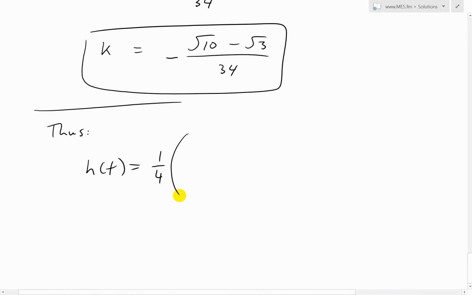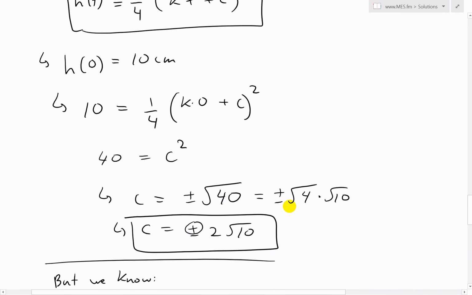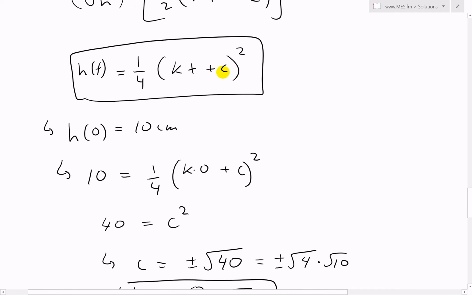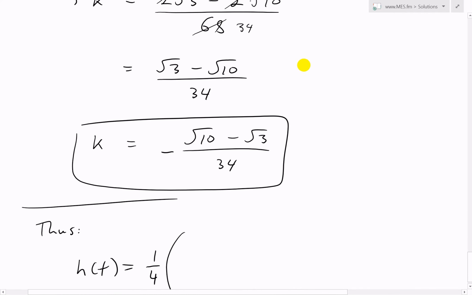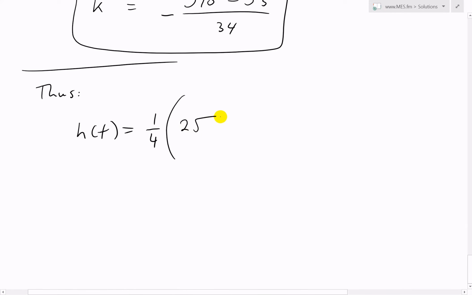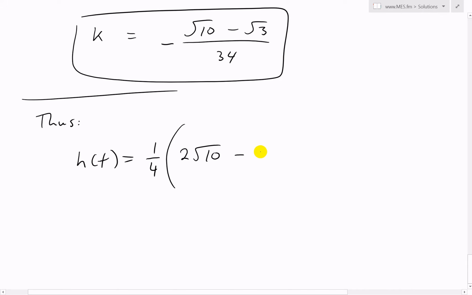So what we end up having is this c value, because the k is negative, so we'll put the c in front. So c, which was just 2 times square root of 10, this is 2 square root of 10 minus, now this is the k value, negative 10, negative 3, all divided by 34, and then times t, and then all squared.